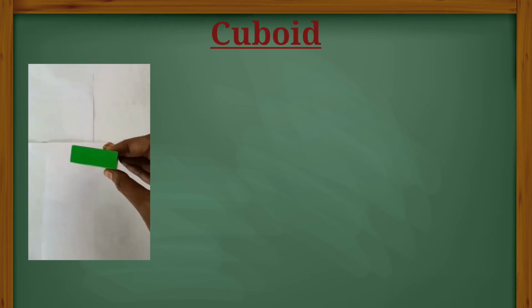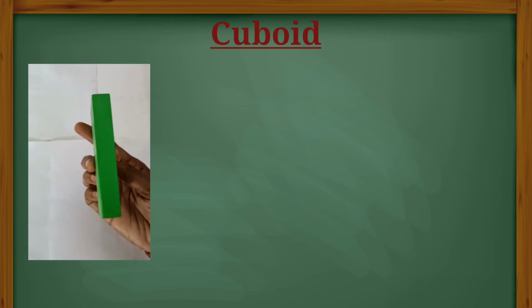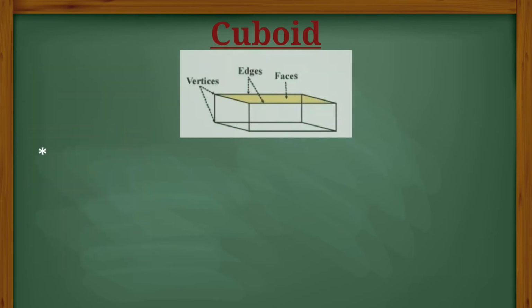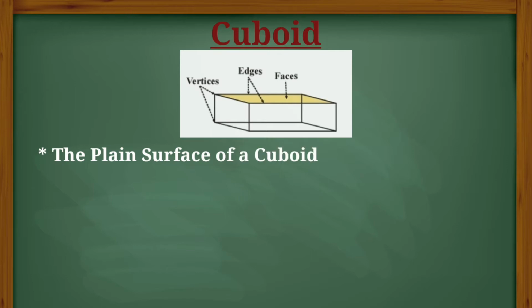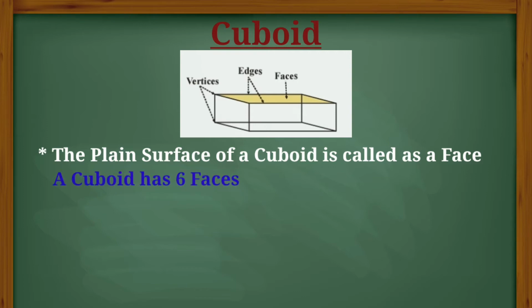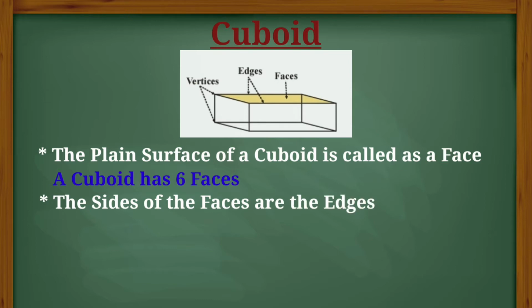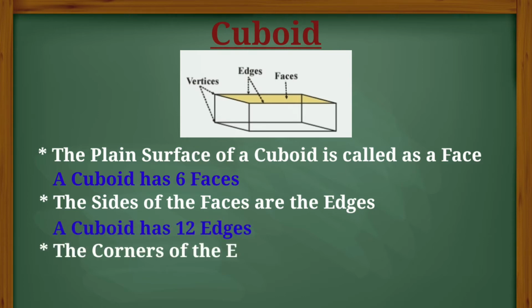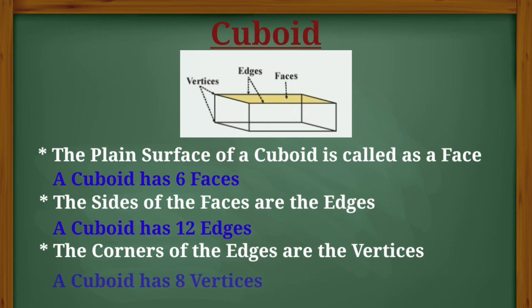Students, this is a cuboid. Look at the screen. Yes, it is a cuboid. Now, the plane surface of a cuboid is called a face. A cuboid has 6 faces. The sides of the faces are the edges. A cuboid has 12 edges. And the corners of the edges are the vertices. A cuboid has 8 vertices. Understood, students? A cuboid has 6 faces, 12 edges and 8 vertices.